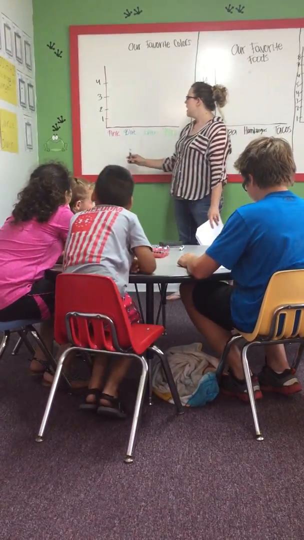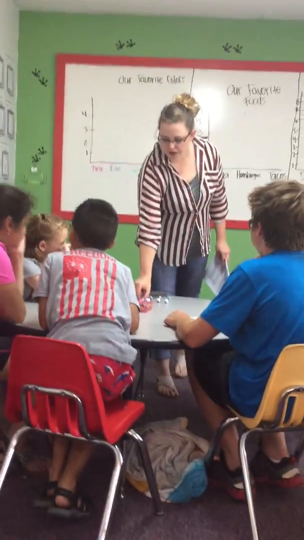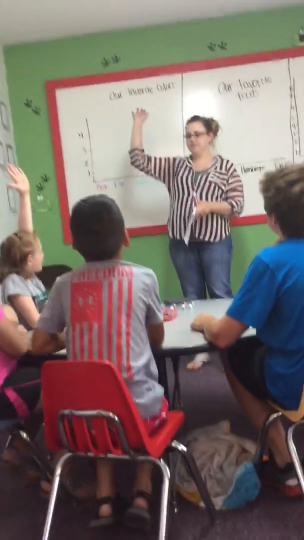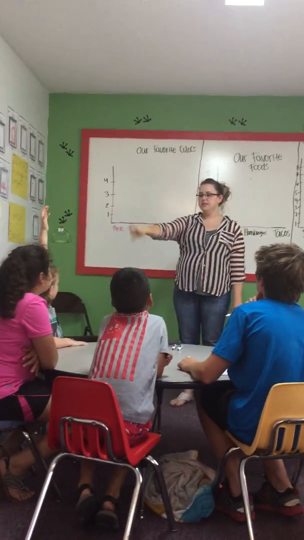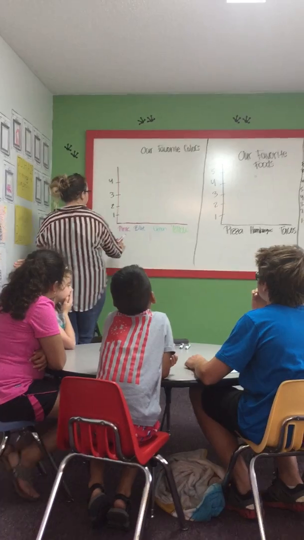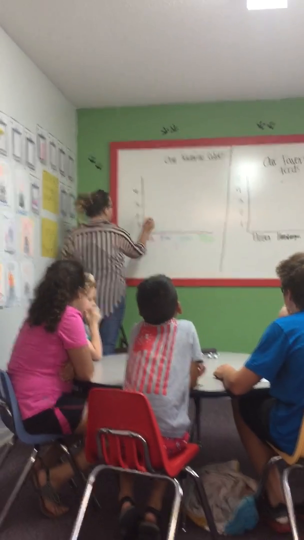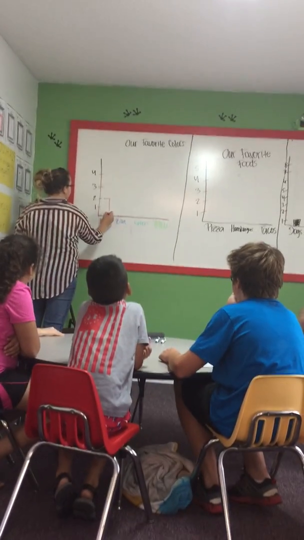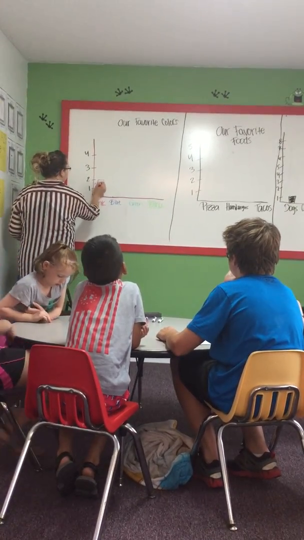So our first category is pink, okay? Now, if your favorite color is pink, raise your hand. Me and Jaylee are the only ones. So 1, 2 people like pink. So we come to our graph and we find pink, okay? And then we shade up 1, 2, okay? Because there's 2 people who like the color pink, okay?